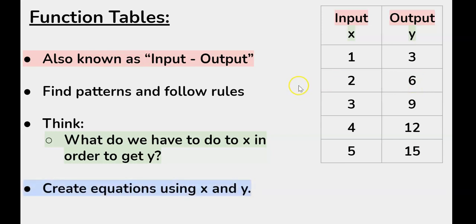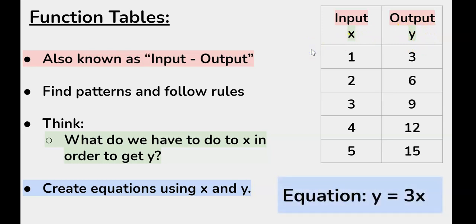When we have input and output tables, what we're going to learn in fifth grade is that we can use them to create equations using that X and that Y. So previously you'd probably heard them just referred to as input and output tables, but this year we're also going to use X and Y. So what do we do to X to get to Y? In this case, I found out that our equation in order to get Y would be that we had to multiply X times 3.